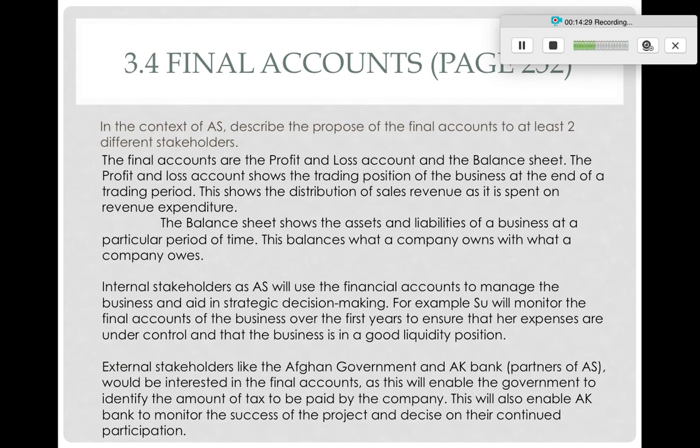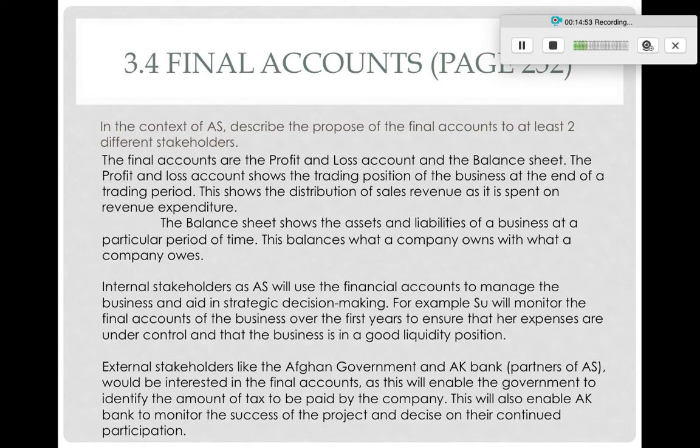Okay, so the final accounts are the profit and loss account and the balance sheet. The profit and loss account shows the trading position of the business at the end of a trading period. This shows the distribution of sales revenue as it is spent on revenue expenditure. The balance sheet shows the assets and liabilities of a business at a particular period of time. This balances what a company owns with what a company owes.